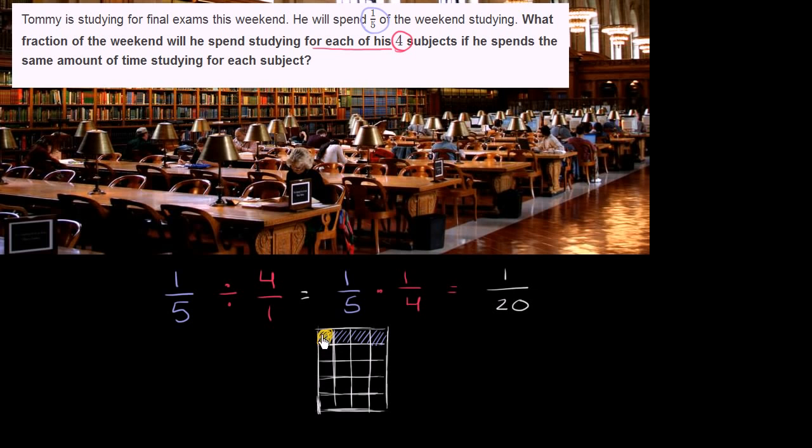And what is that? Well, that's 1 over how many equal sections are there of that size in the weekend? Well, I've just drawn out the grid. You had 5 rows, and now you have 4 columns. So 5 rows times 4 columns, you have 20 equal sections. So once again, looking at it visually, he's spending 1/20 of his weekend on each of the 4 subjects.